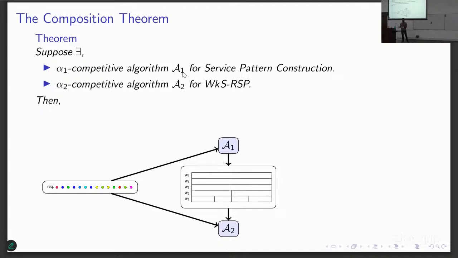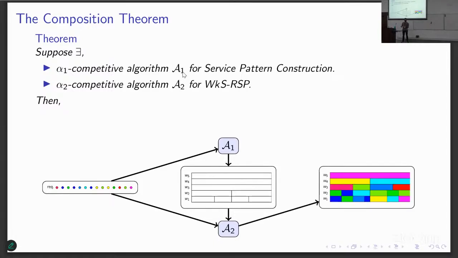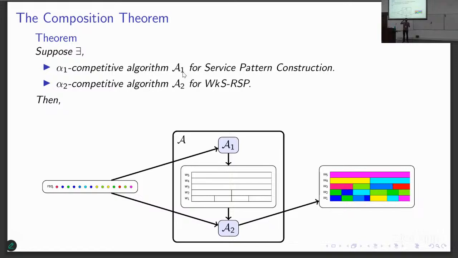and give this as an input to A2, which basically serves all the requests taking this input. Now you can think of this entire thing as an algorithm A, which takes a request sequence as input, and the output is a service pattern with a labeling, which is essentially you serve all the requests by moving the servers. This is an algorithm for the weighted case server problem. Now let's analyze the cost of this.